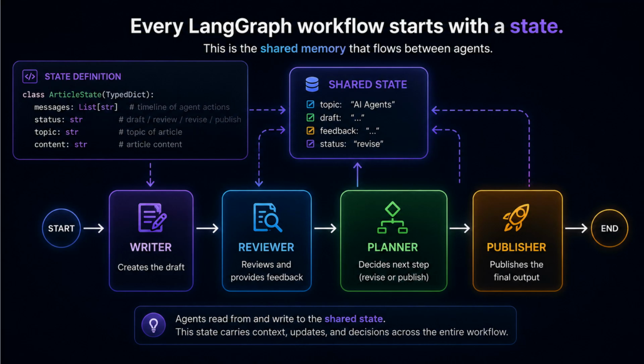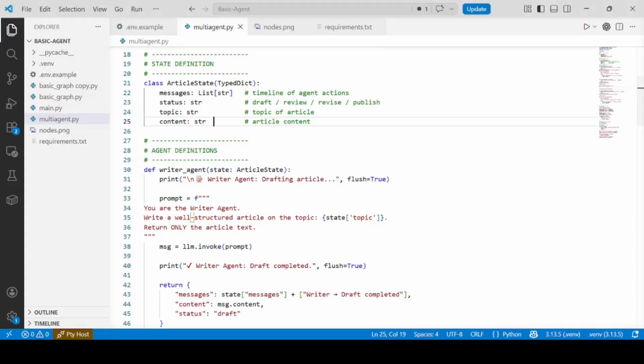Every LangGraph workflow starts with a state, this is the shared memory that flows between agents. We define it using TypedDict object. Here, messages field has conversation history, status field has draft, review, revise, and publish, topic field contains what we are writing about, and content field has the article itself. This is the shared canvas all agents work on.